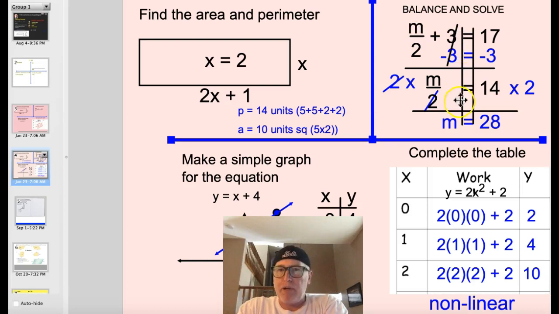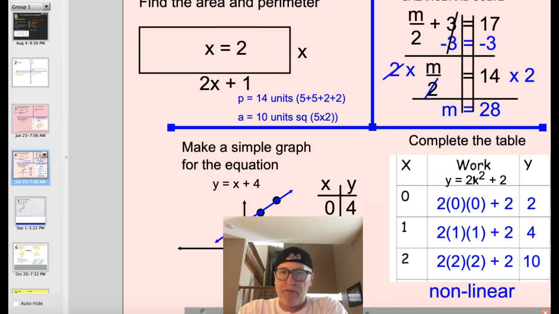Little two-stepper here, the old Texas two-stepper as we call it. Make sure you cross off your 3's and the 2's. Do you have your lines, your railroad tracks? M equals 28. Let's double check my answer. 28 divided by 2 is 14, plus 3 is 17.